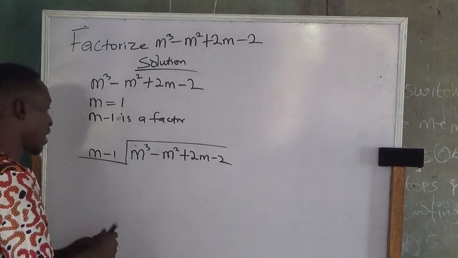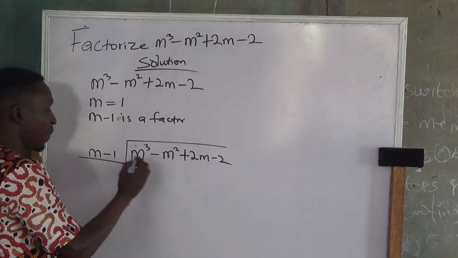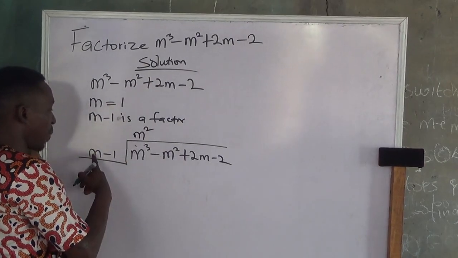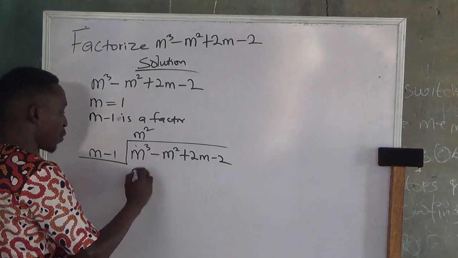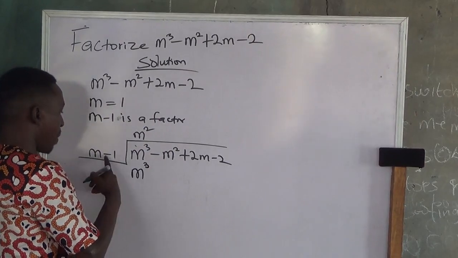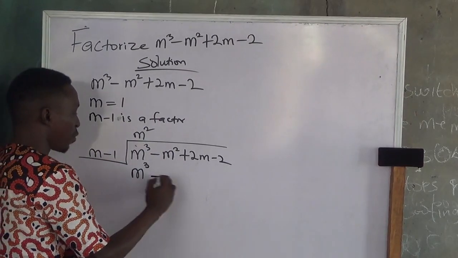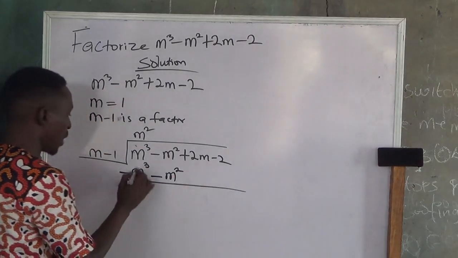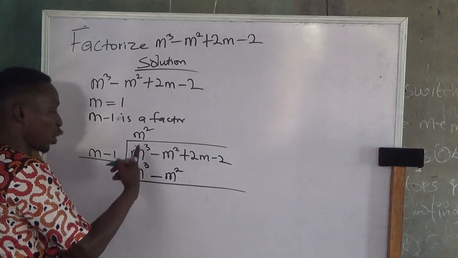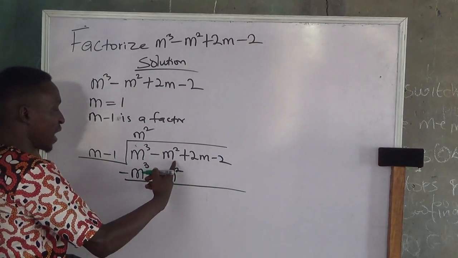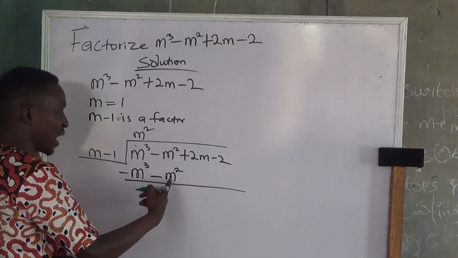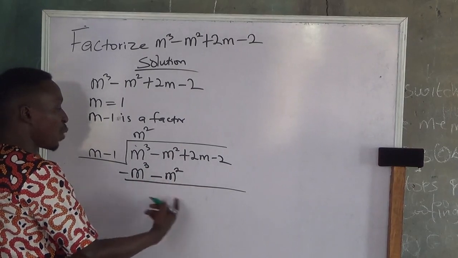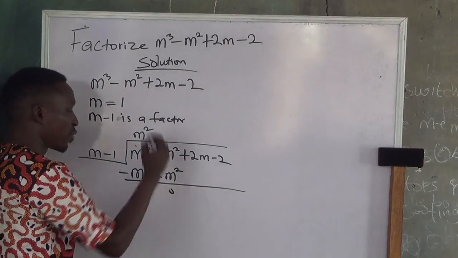So we want to divide it now. So m in m cubed will give us what? M squared. Multiply this by this, m times m squared will give you m cubed. -1 times m squared will give you minus m squared. Then you subtract. M cubed minus m cubed will give you 0, minus m squared minus minus m squared. That is minus and minus will give you plus. Minus m squared plus m squared will also give you 0.